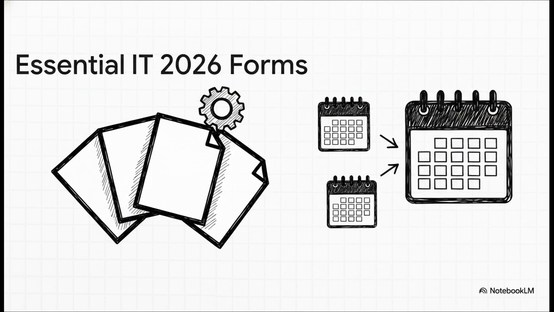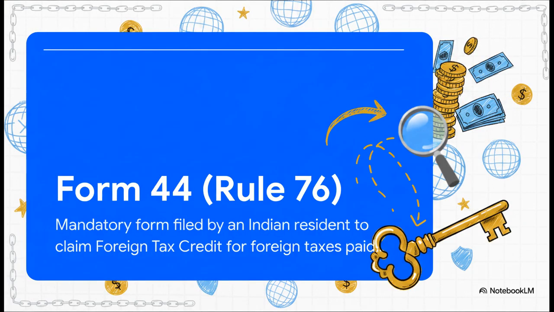And oh, here's a massive systemic change you're going to love. Across all these forms, those old headache-inducing concepts of assessment year and previous year have been completely tossed out. They are replaced by a single unified tax year. Honestly, that's a huge win for everyone's sanity. Now, I really want you to pay close attention to Form 44, which is prescribed under Rule 76. This right here is your golden key.